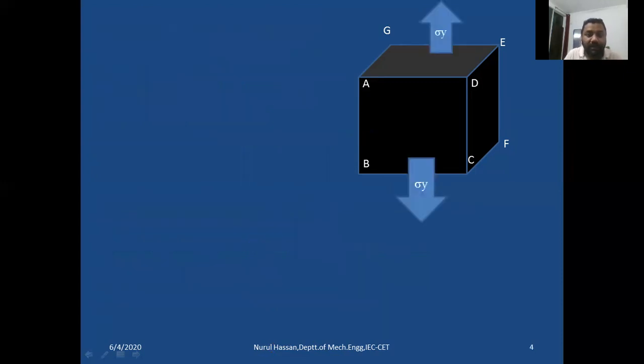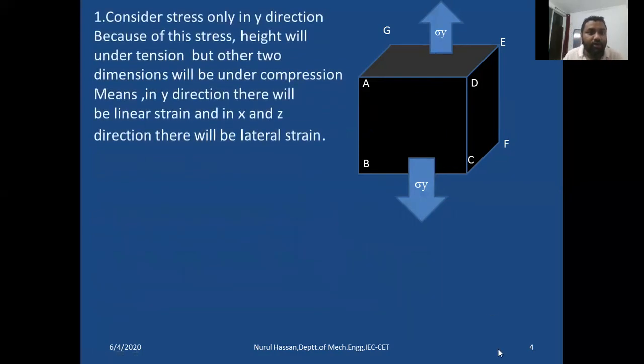Okay, now I am considering the stress along y direction, that is sigma y acting in y direction, and this stress is also tensile in nature. So here, because of the sigma y stress, which dimension will increase? Y direction, that is CD, will increase, but BC and CF will decrease. So that means along y direction, that is along CD, we will get linear strain, and along BC, that is x direction, and along CF, that is z direction, we will receive lateral strain.